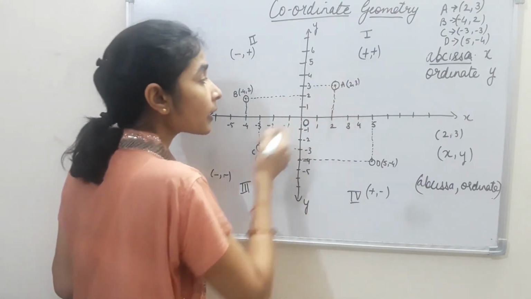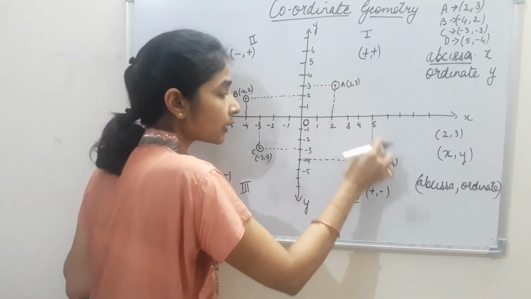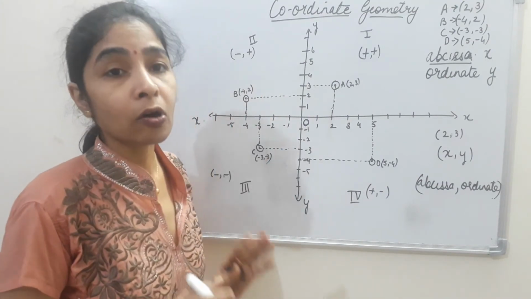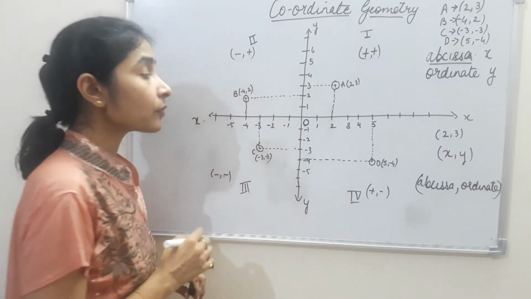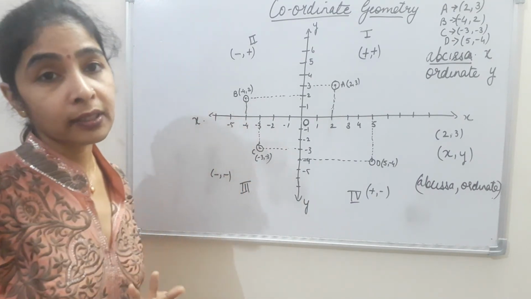all 4 points are not lying on the same line. 2 points A and C are on the same line. If we join A and B, then they are on the same line. If I join A and D, then they are on the same line. But all the 4 points are not on the same line. Sometimes the questions are asked like 3 points are given and you are supposed to join them and form the triangle.